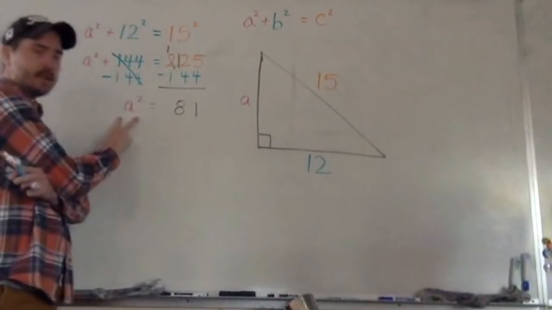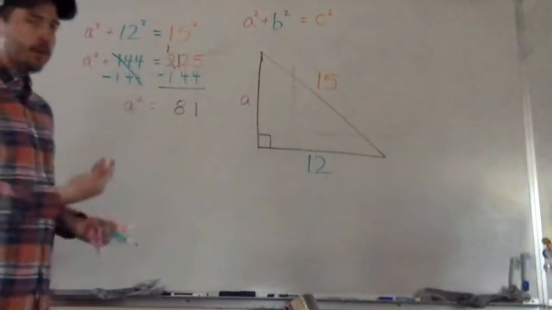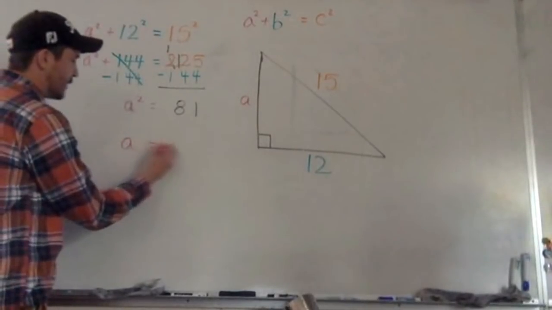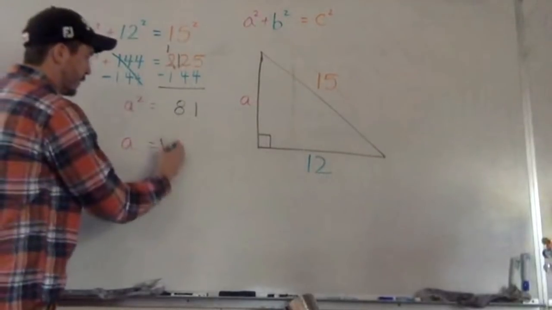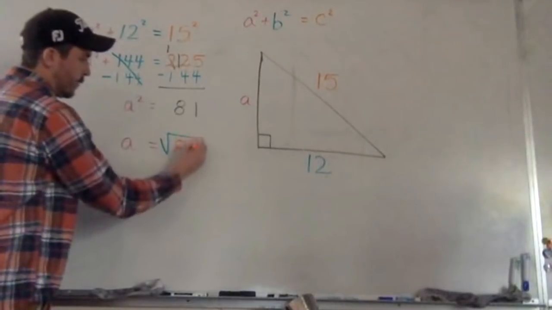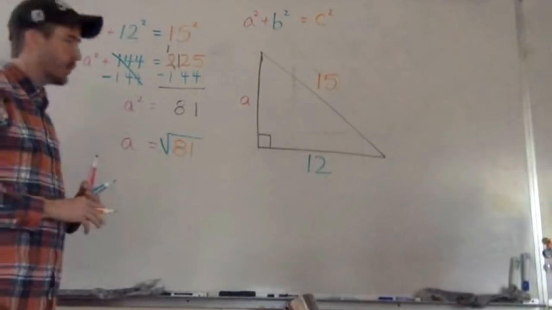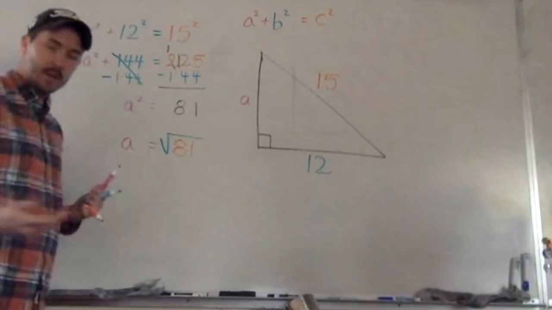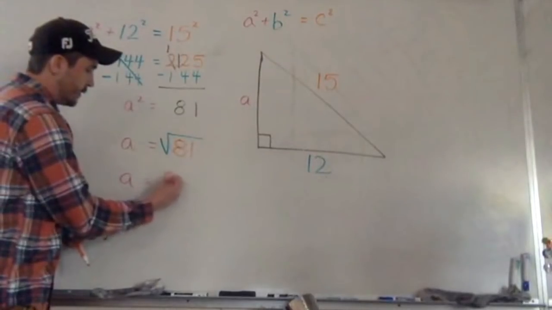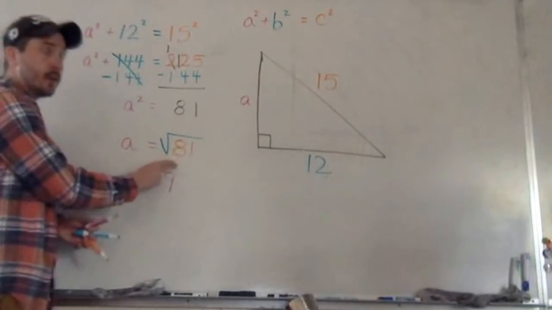Now, we don't have just A by itself yet. We still have A squared. So remember, when we have a squared number, what do we have to do? Well, we have to do the square root. So that in order to get A by itself, A is going to equal the square root of 81. And what number goes into 81 if you multiply it the same? It's going to be 9. So A is going to equal the square root of 81, which is 9, because 9 squared is 81.